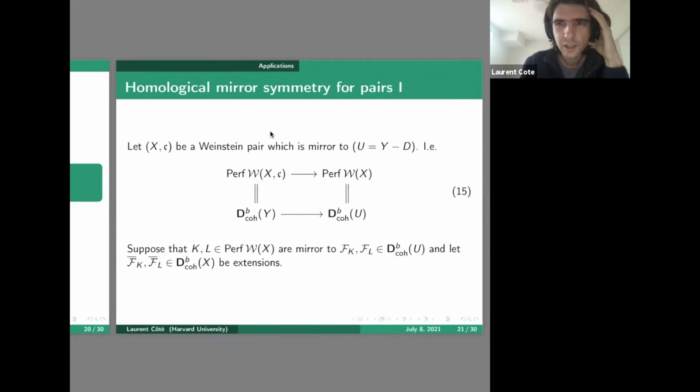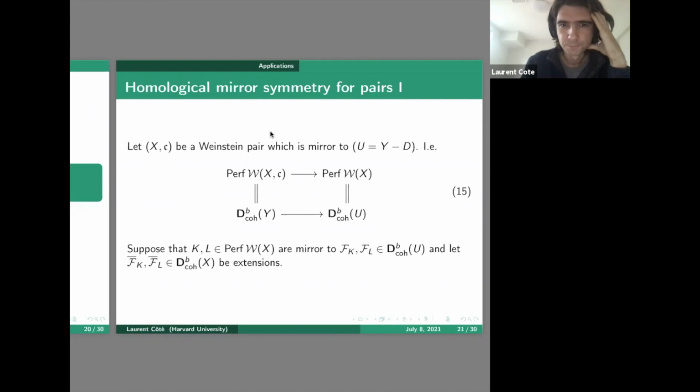So let's consider what's called homological mirror symmetry for pairs. On one side, we have a Weinstein pair, which is to say we have a Weinstein manifold and a stop in the ideal boundary. This pair is mirrored to an algebraic pair, which consists of an open algebraic variety and a divisor such that the union of the variety and the divisor is a smooth and proper algebraic variety. Saying that they satisfy homological mirror symmetry for pairs means that you have essentially an equivalence of categories as in equation 15.